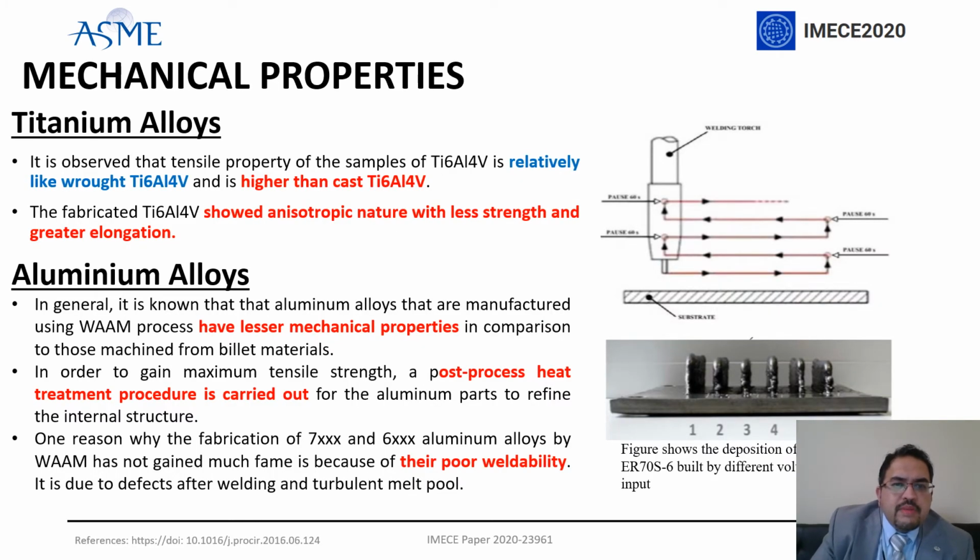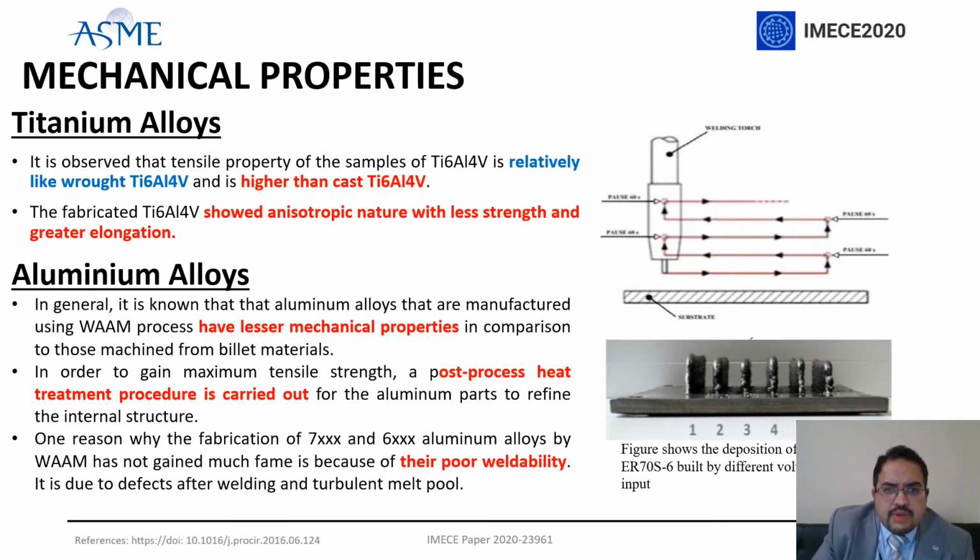Then if we talk about the mechanical properties of different materials, first if we discuss, for example, the titanium alloy. For TI64, there are several studies, and these studies reveal that the fabricated TI64 material is relatively just like the wrought TI64 and is higher than the cast TI64. The fabricated TI64 also showed an isotropic nature with less strength and greater elongation.